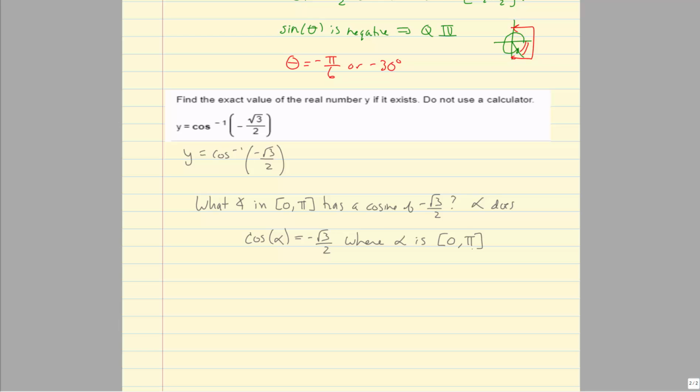Okay, so that's what that means. So obviously cosine is negative, so we know we're in quadrant 2. So it has to be a multiple. Now this is a standard angle that I know about.